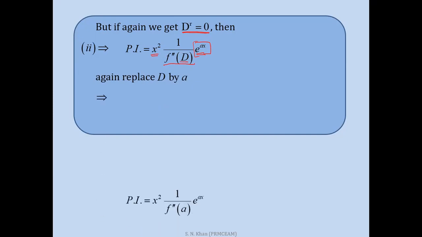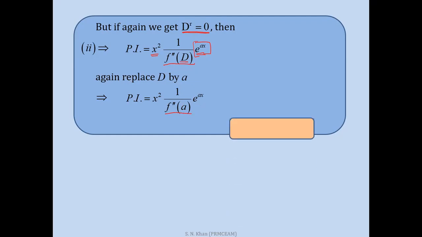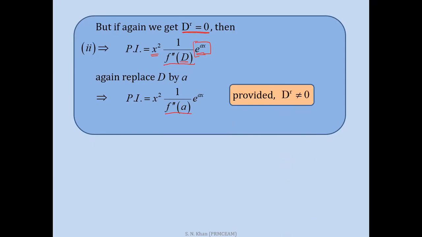So PI will become x square into 1 upon f double dash of a into e to the power ax. F double dash of d has now become f double dash of a, and the same condition will be applicable again, provided denominator is not equal to 0. Ye har bar applicable rahega. Jab bhi aap replace karoge, after replacement denominator ka value 0 nahi aana chahiye.